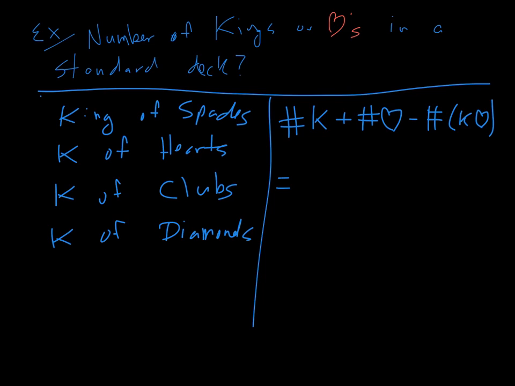Well, this is easy. There are 4 kings. There are 13 hearts, because it's the ace of hearts through the king of hearts. And there is 1 card that is a king and a heart at the same time, and it's the king of hearts. So when you do the arithmetic, 4 plus 13 is 17, minus 1 is 16. And I really did do it in my head that time. Okay.